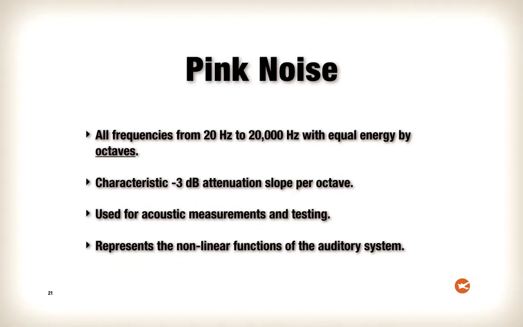Then we have broadband noise. The first example is pink noise. Pink noise is all frequencies from 20 to 20,000 Hz playing with equal energy by octave. There's a characteristic negative 3 dB attenuation slope per octave. So what that means is that from 20 to 40, all those frequencies are at the same level. Then from 41 to 80, all those frequencies are 3 dB lower. Then 81 to 160, all of those frequencies are 3 dB lower than that.